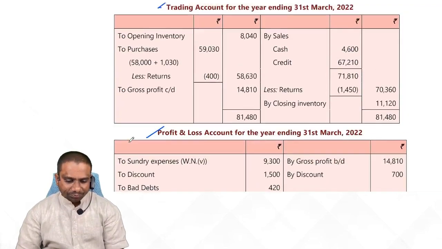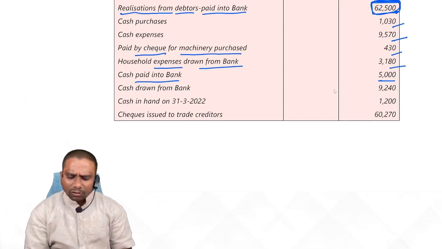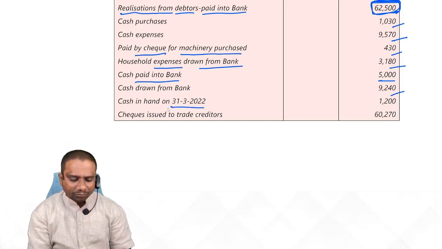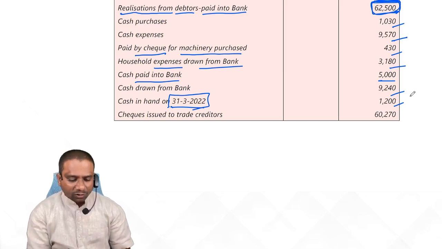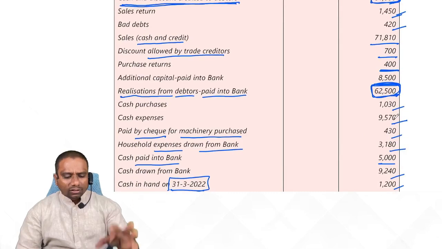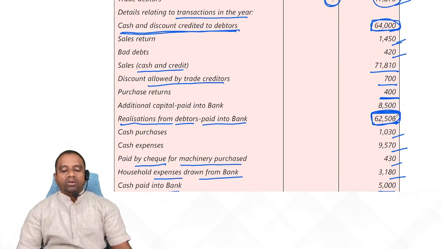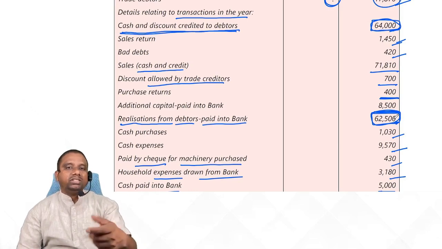Next one. Cash drawn from bank. This is also contra entry. Cash in hand on 31st March 2022, 1200 rupees. Okay, closing balance sheet, asset side. Checks issued to creditors 60,270. Creditor account debit side. Now, this information we have to post in two places, remember students. While reading each transaction, try to visualize the entry and post accordingly.